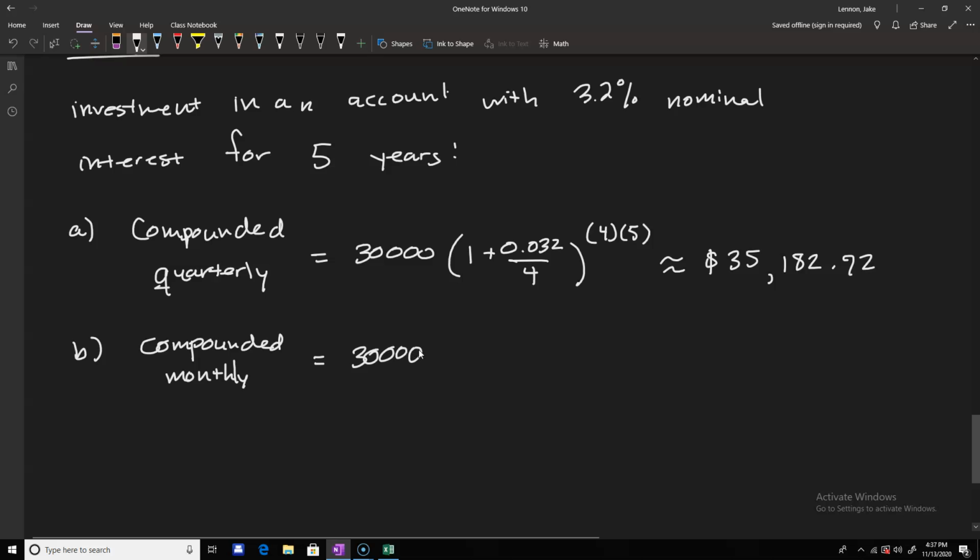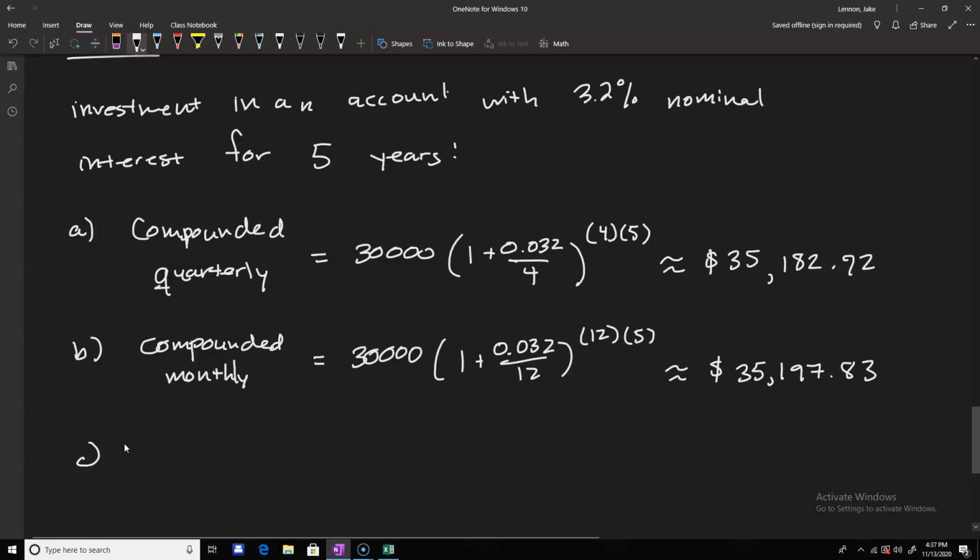So for this one, all we have to do is use the same formula as above, but now we're changing both of those 4s to 12s. And as you might expect, we should get a slightly higher value just due to compounding more. If everything else remains the same and compounding goes up, you actually get paid more because you are earning interest on your interest. So that comes out, in fact, to $35,197.83, so about $15 more.